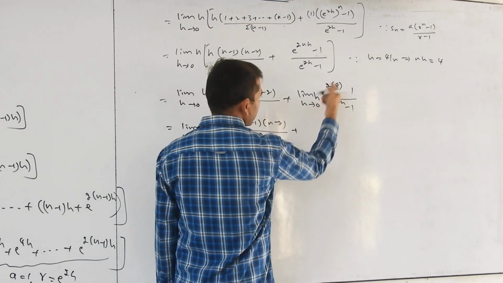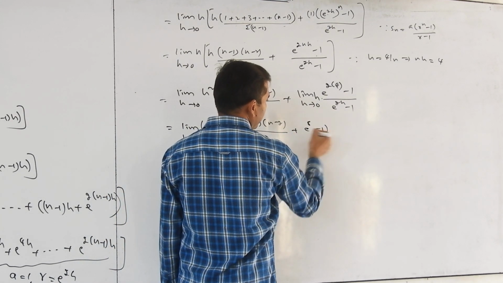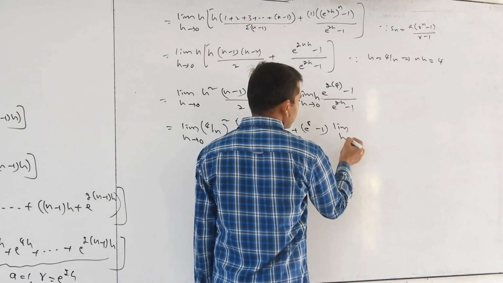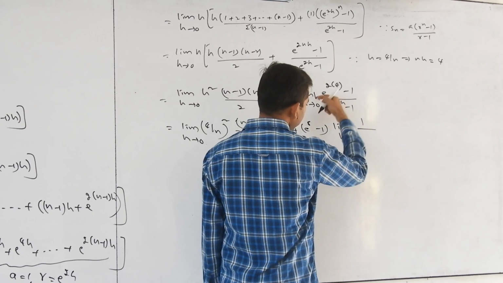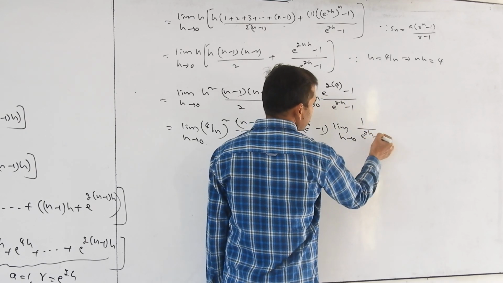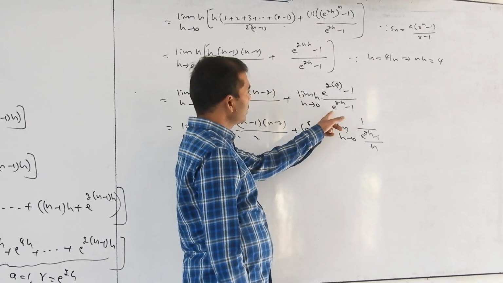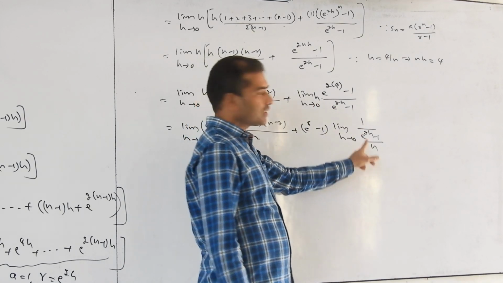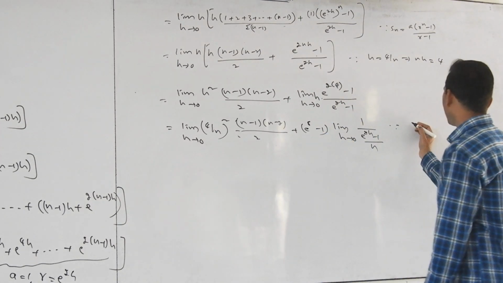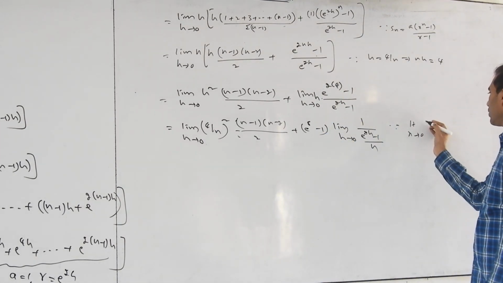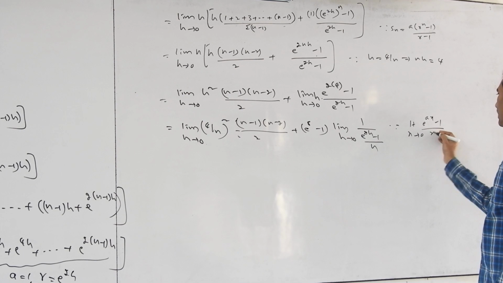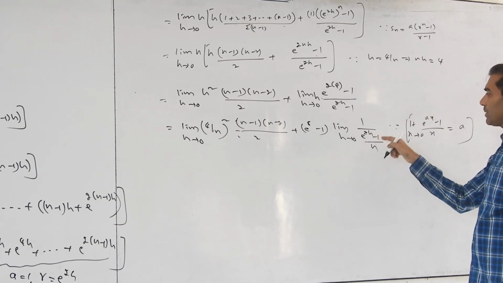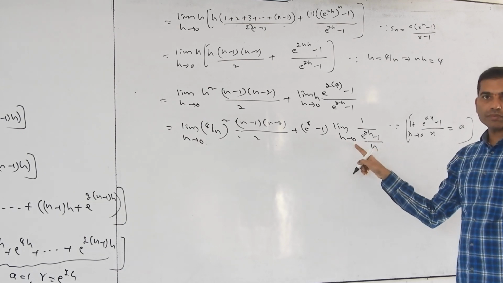plus, what is the constant here? e power 8 minus 1 is constant. So limit as h tends to 0 of 1 by, this h comes down, (e power 2h minus 1) by h. This is 0 by 0 form. Just now I said the formula: limit as x tends to 0 of (e power ax minus 1) by x is equal to a. So limit of (e power 2h minus 1) by h as h tends to 0 is equal to 2.